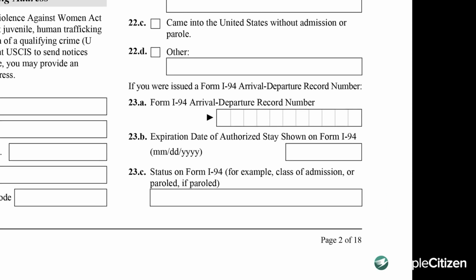Question 23A. Here you'll just put your I-94 number. Question 23B. In this section, you'll put your admit until date, which you'll find on your I-94. Keep in mind, this is almost always different from the expiration date of your U.S. visa, so make sure to put the I-94 date. 23C. Here you'll put the status that's indicated on your I-94.